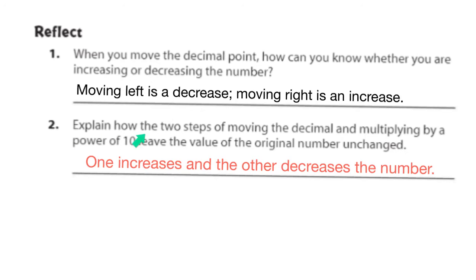Number 2, explain how the 2 steps of moving the decimal and multiplying by a power of 10 leave the value of the original number unchanged. So when you move the decimal point, one increases and the other decreases the number. Moving the decimal point can increase or decrease the number, and then the power does the opposite. So if moving your decimal point increases it, the power will decrease it. If moving the decimal point decreases it, the power will increase it. That's how it works. So they kind of balance each other out.